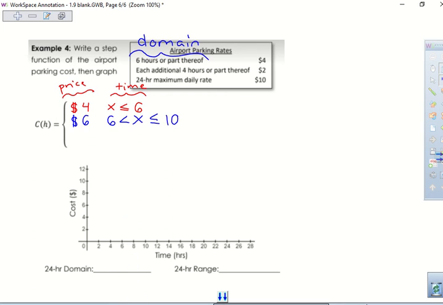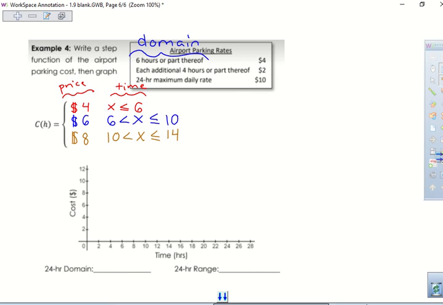Now from $6, if it's an additional $2 for 4 more hours, what if you have to park 4 more hours? How much are you going to pay? Each additional 4 hours, you're paying another $2. So if you go to 10 and that's not enough for you, you have to pay another $2, right? So you're going to pay $8, and you can do that anywhere from 10 hours to what? 4 more hours, so 14.